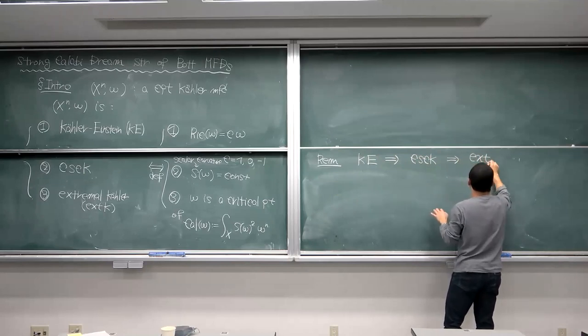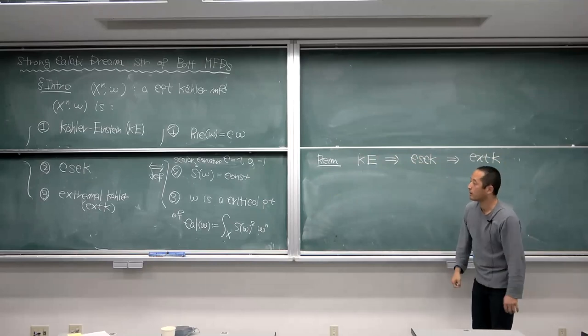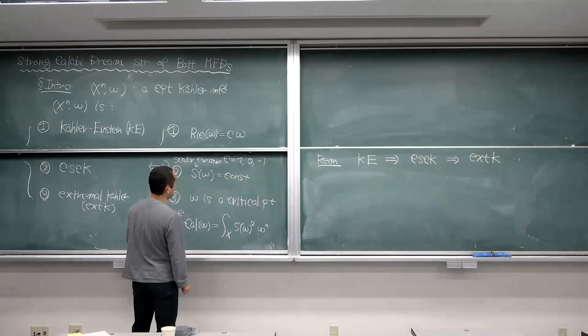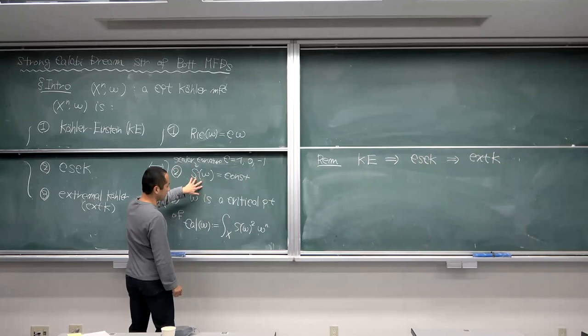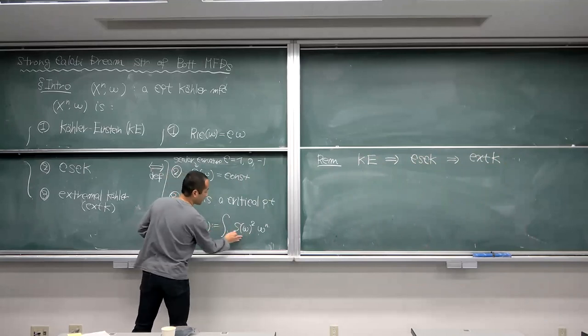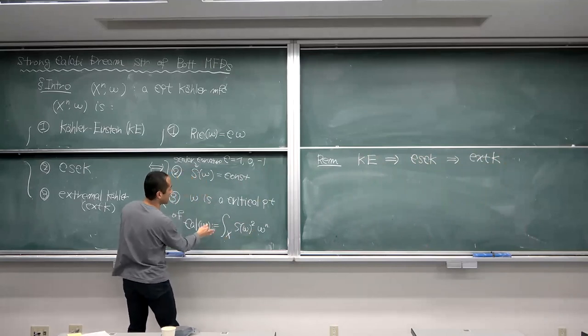I'm sorry. If this is a constant, then this would be a constant here, and this would be a volume form, and automatically this attains a critical point of this function.